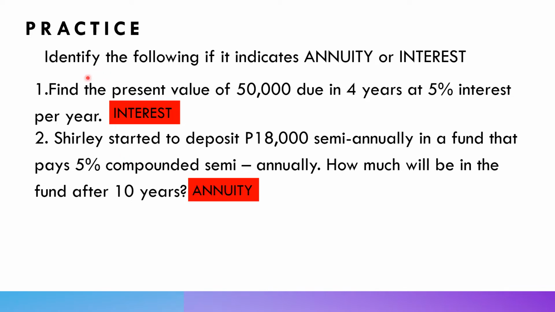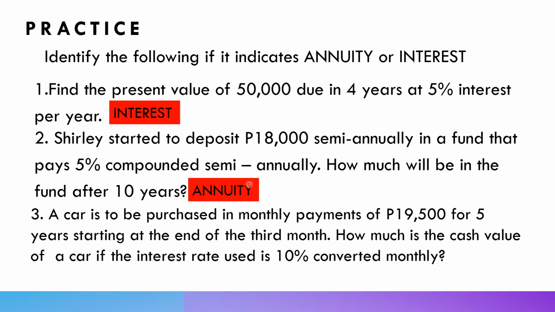Unlike in number 1, the amount was given only once. It is due in 4 years. So the present value was given once and earned a total money of 50,000 in 4 years. Whereas in number 2, Shirley started, so she will deposit again.